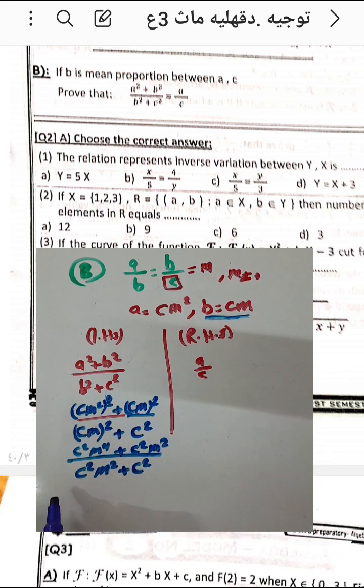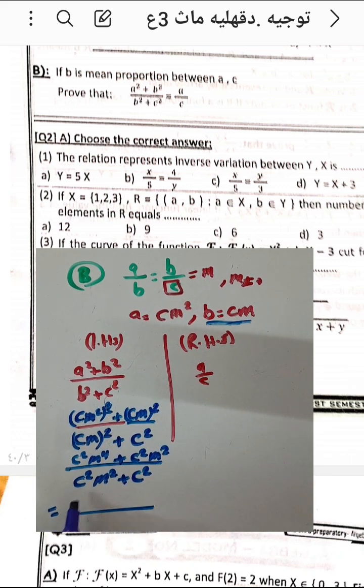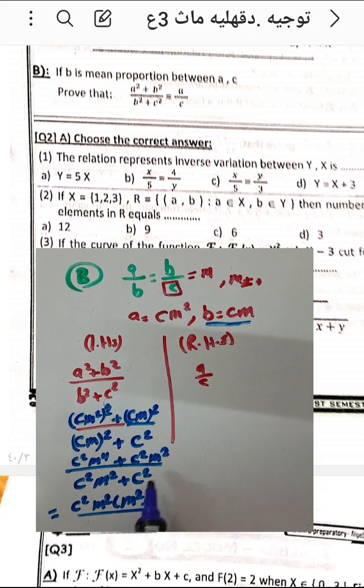And then we can write the highest common factor between two terms here. C power 2 was repeating and M power 2 was repeating here. The remainder here is M power 2, and the remainder here will be 1.